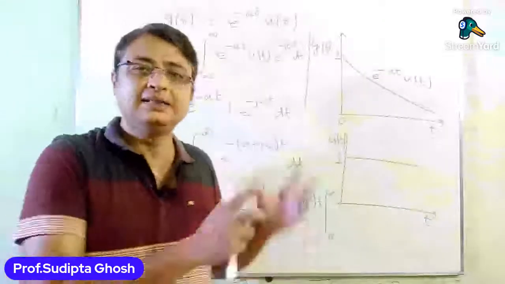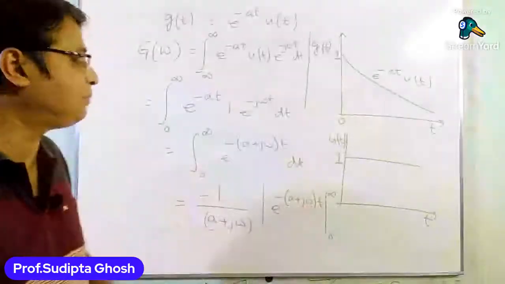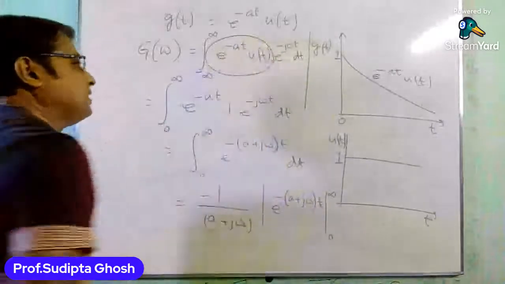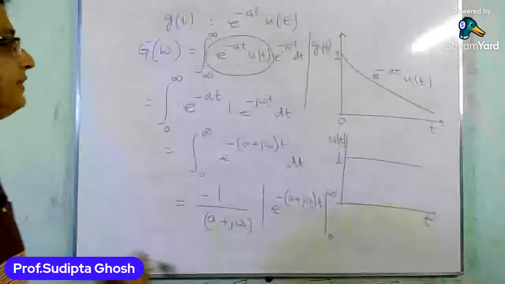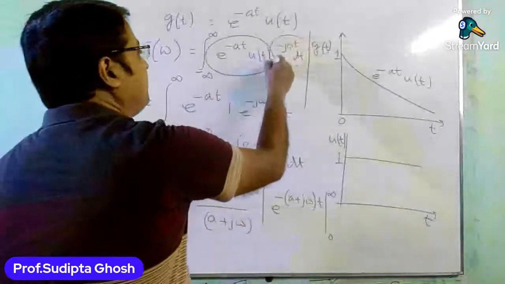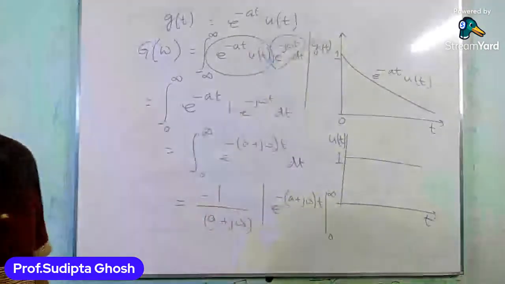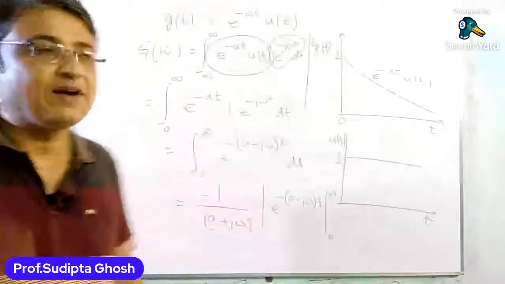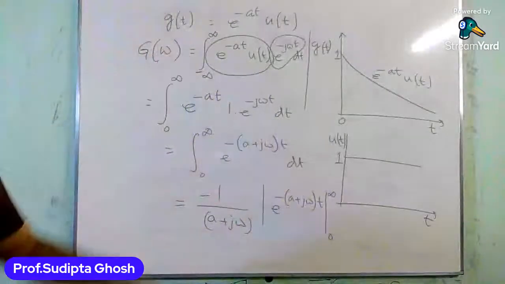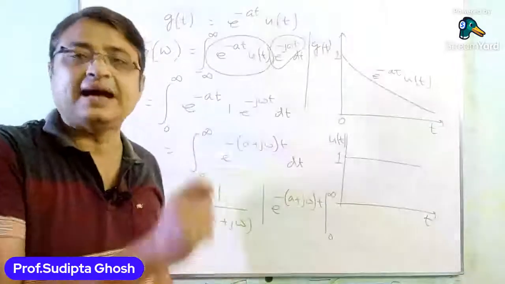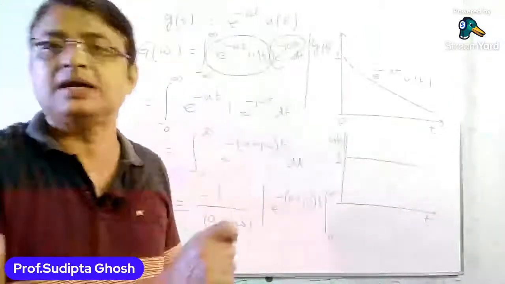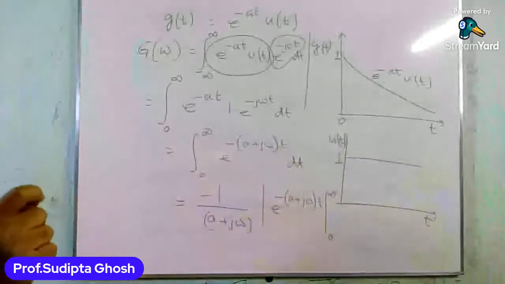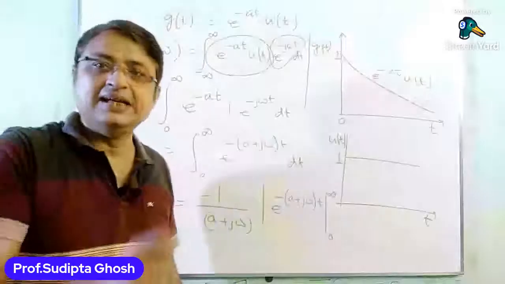So here in this problem I have shown you that particular part, where the function is e to the power minus at into ut, and then I have multiplied it with e to the power minus j omega t, that is e to the power minus i nx. Here the function is given in the time domain, so the x becomes t and that becomes minus i omega t, and here I have written j instead of i.